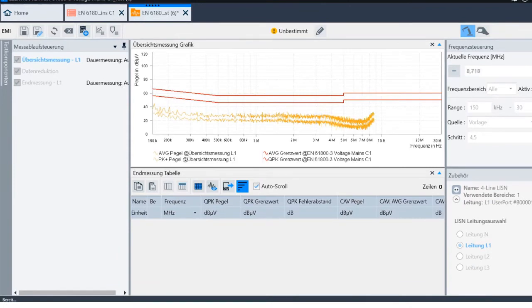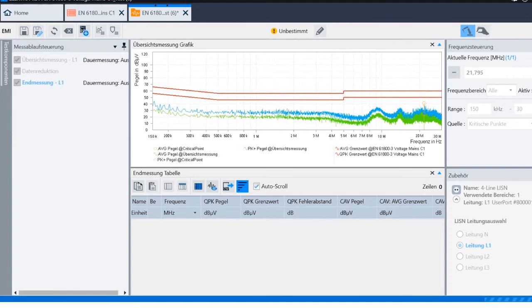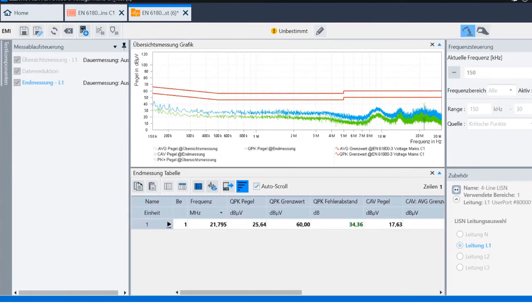So now we are taking the measurement again without the additional measurements from the past measurement. And as you see, still below the limit. And now we are going to take a deeper look at the leakage current measurement of this system.